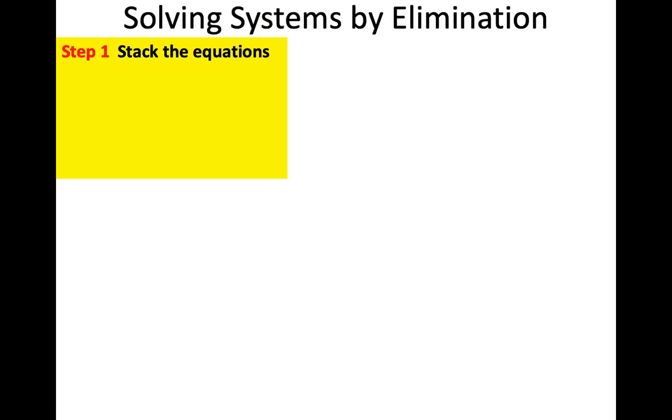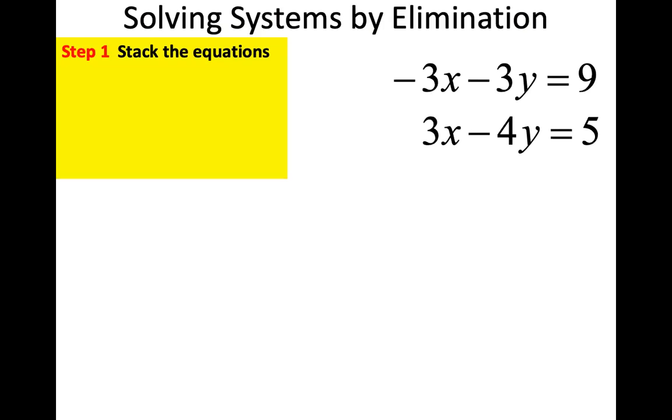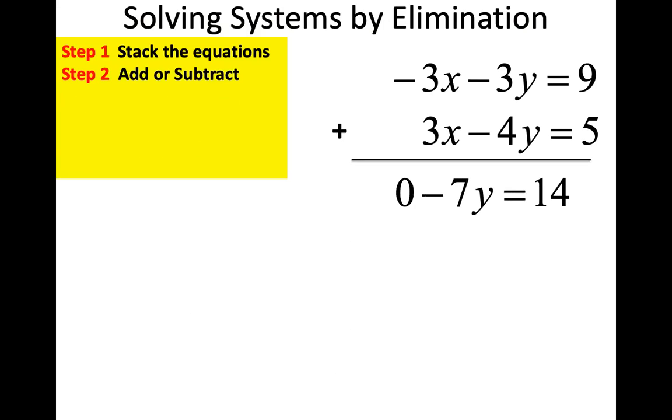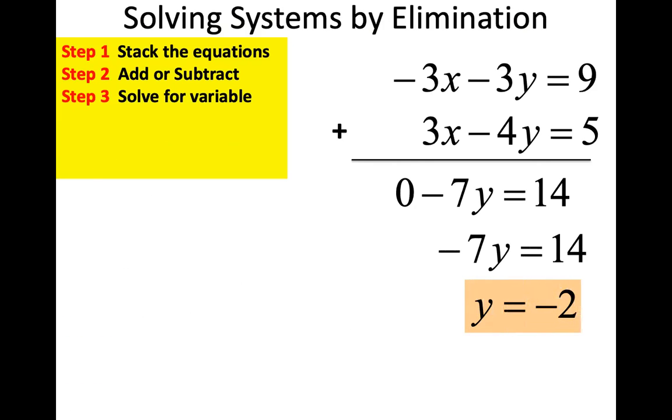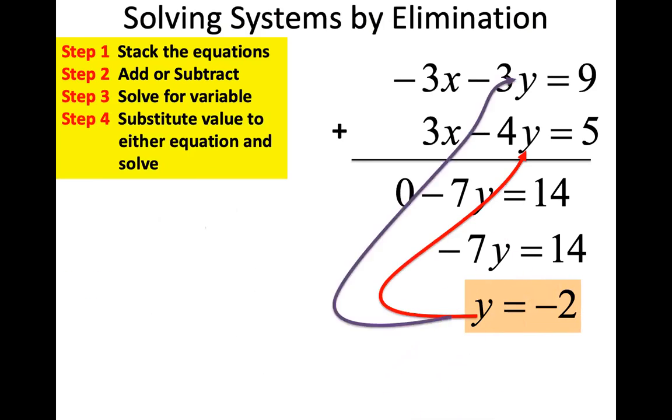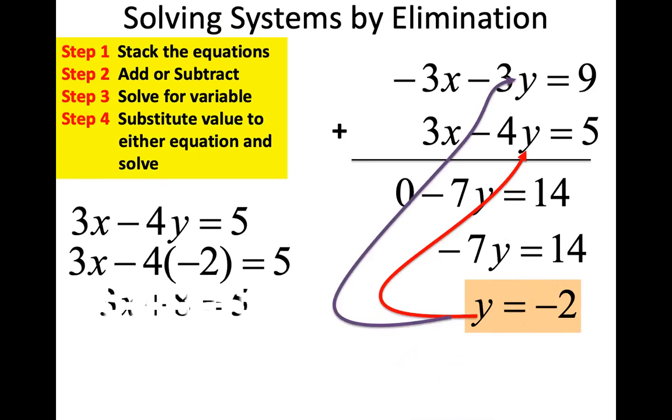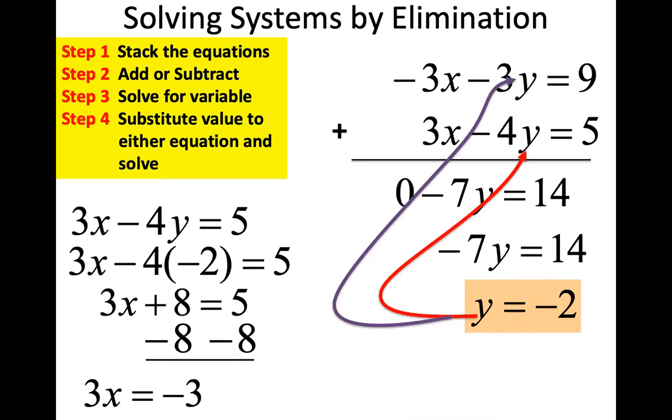The basic idea for elimination is I give you 2 equations and you stack them. You decide whether to add or subtract. You do that. It eliminates one of the variables. You solve for that variable that's left. You take that answer, you throw it back into either one of the original 2 equations, and you get to the second variable. You write your answer as an ordered pair because, big picture, we're finding out where 2 lines intersect.